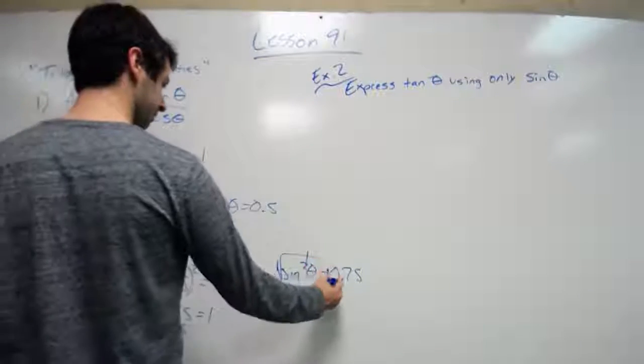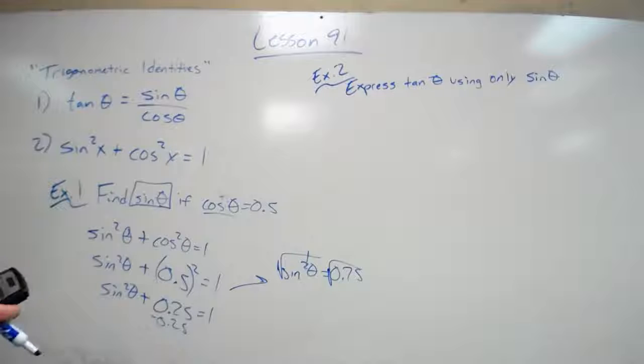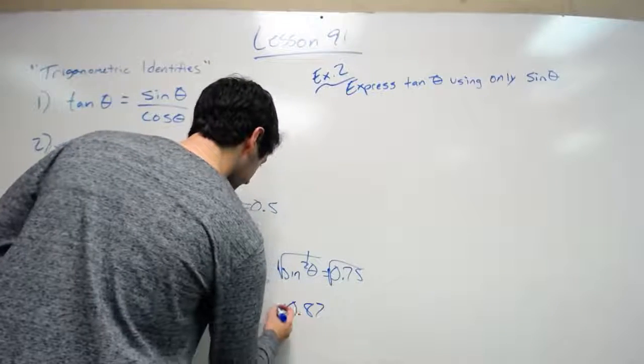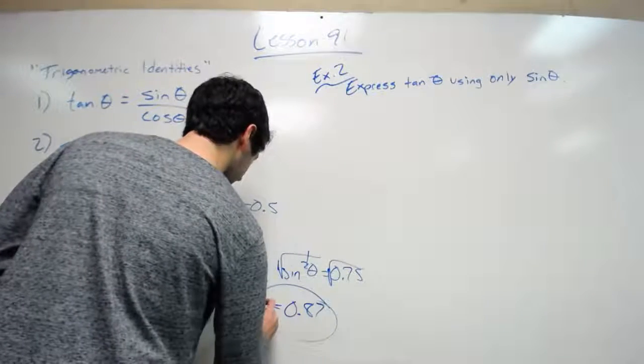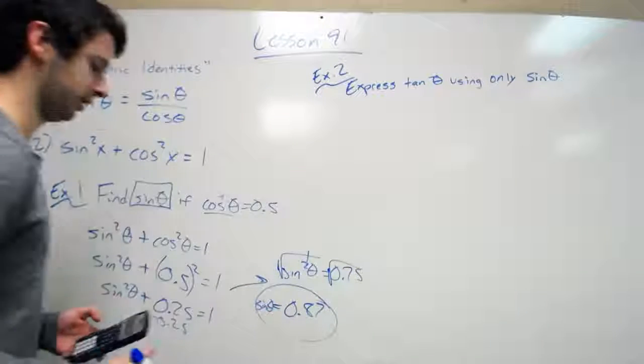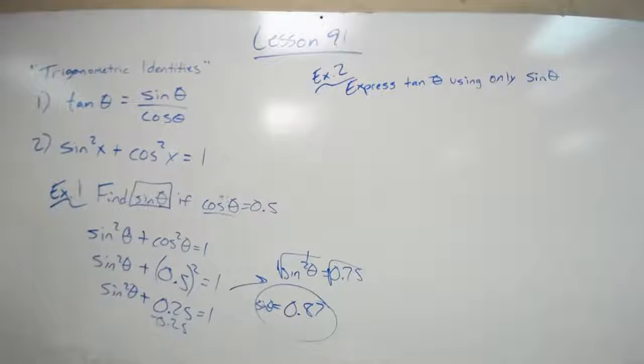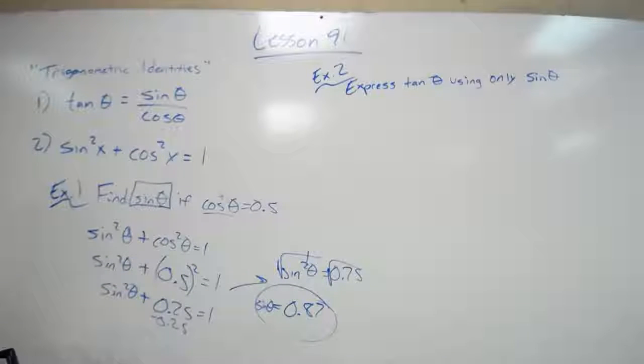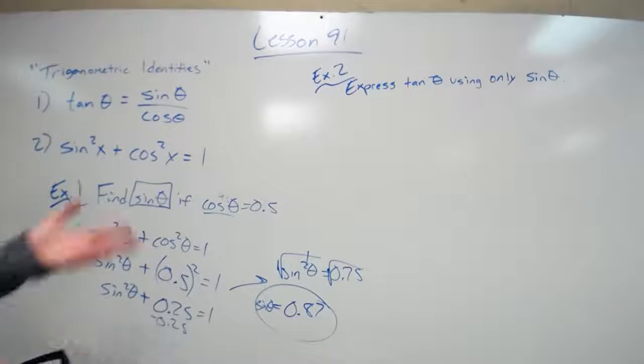So I square root both sides. And when I square root 0.75, I end up getting 0.87 roughly. And that would end up being sine of theta. So that's all you're doing on the math side of it when you're plugging in. So now let's look at one more.